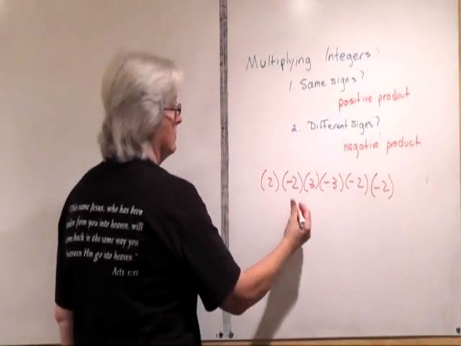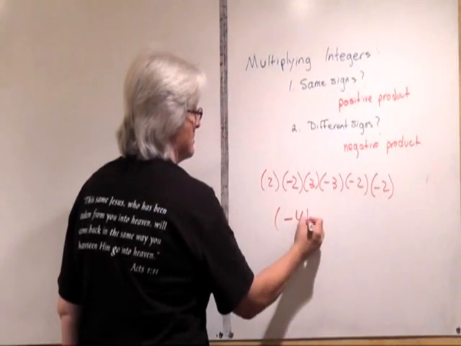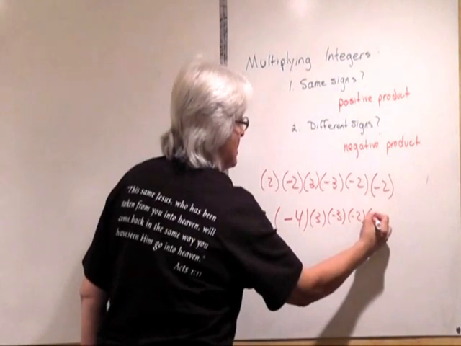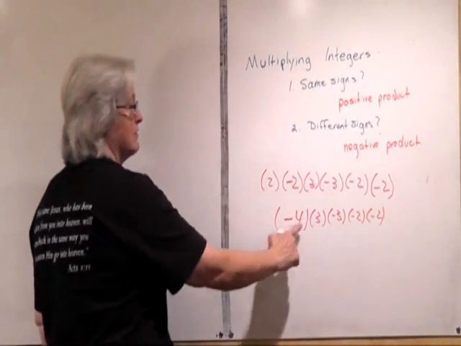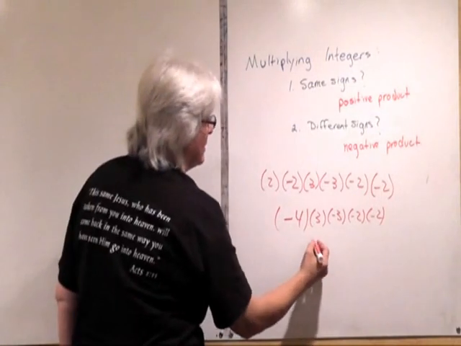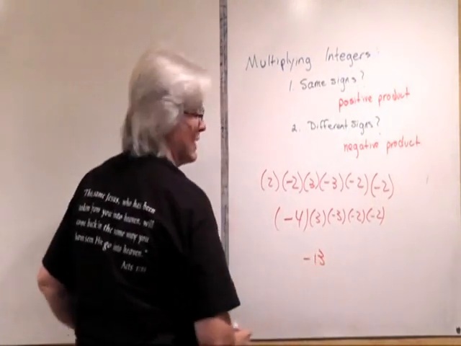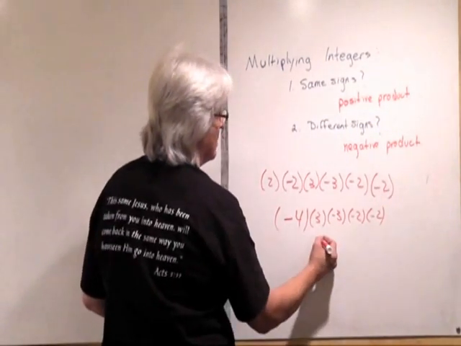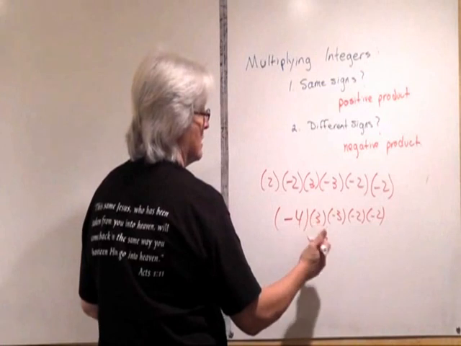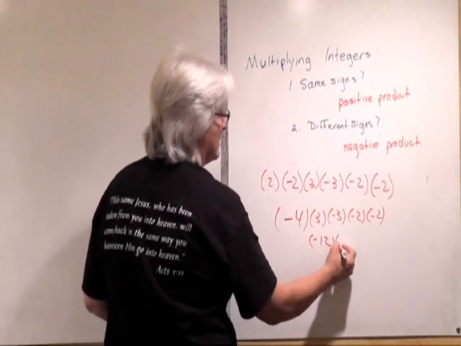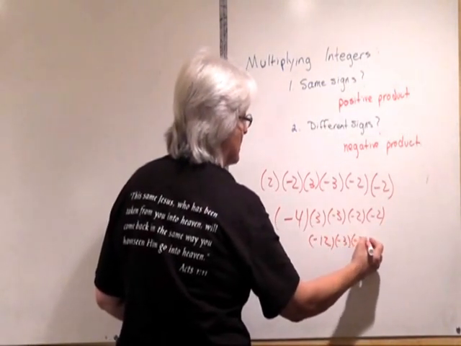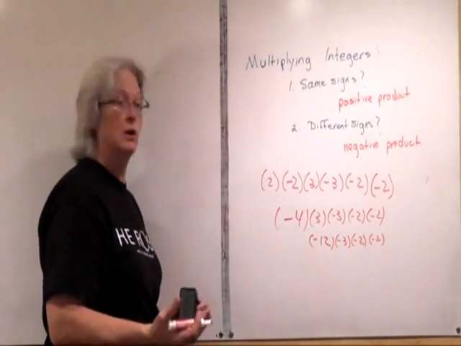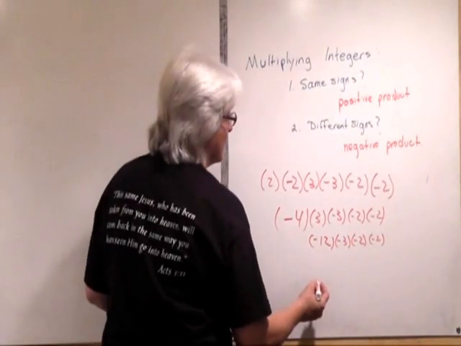2 times a negative 2 is a negative 4 because the signs are different. Negative 4 times 3 times negative 3 times negative 2 times negative 2. Negative 4 times a negative 3 is a negative 12, because the signs are different. So we have negative 12, negative 3, negative 2, negative 2. Now why I felt compelled to pick such a long problem, I guess that's me.